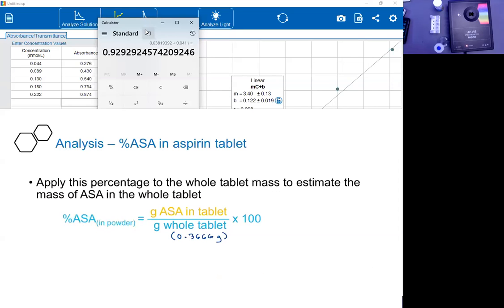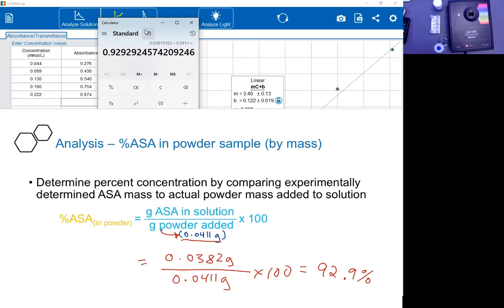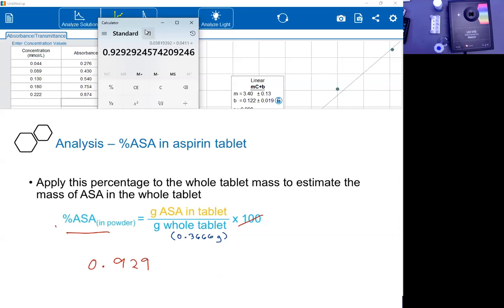Next, that 92.9%, I'm just going to convert it back into a decimal. 0.9, I already forgot what the number was. I have to go back and check. 0.929. So the percent ASA in the powder is equal to the grams of ASA in the tablet, which we don't know. So we're trying to solve for the grams of ASA in the tablet, divided by the whole tablet mass, which remember I already got the mass of the tablet. My tablet was 0.3666 grams.